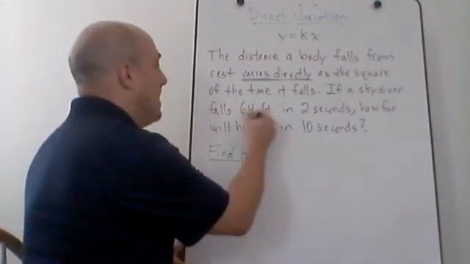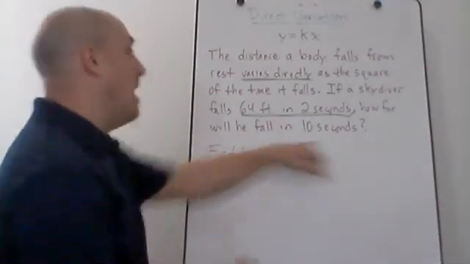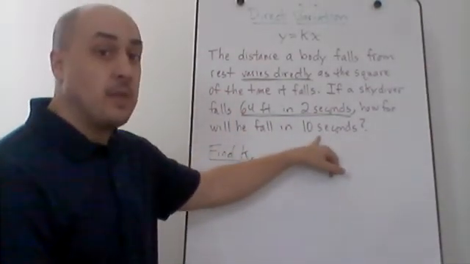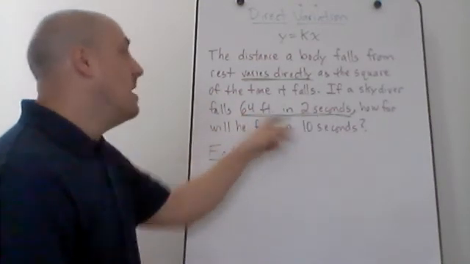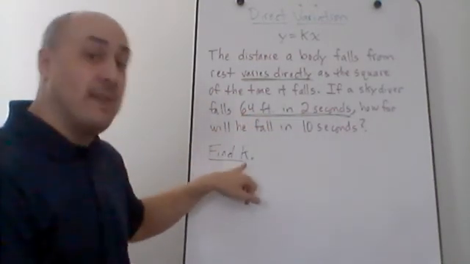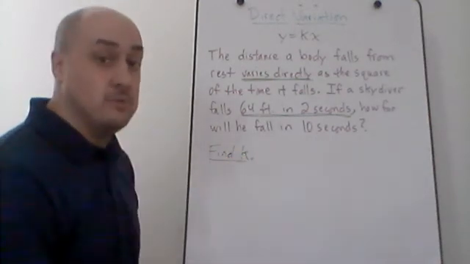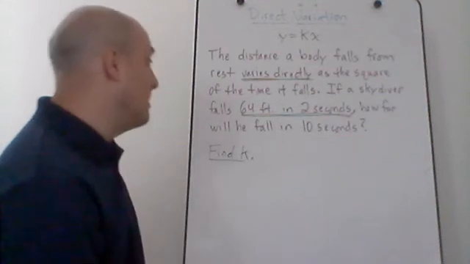They tell us that a skydiver falls 64 feet in 2 seconds, and then we want to know how far he falls in 10 seconds. I can't just go ahead and answer that question. I have to use this fact that he falls 64 feet in 2 seconds to help me find the k value, find that constant that I need, and then I can use that to figure out how far he falls in 10 seconds. So again, it's always going to be a two-step process to do something like this.